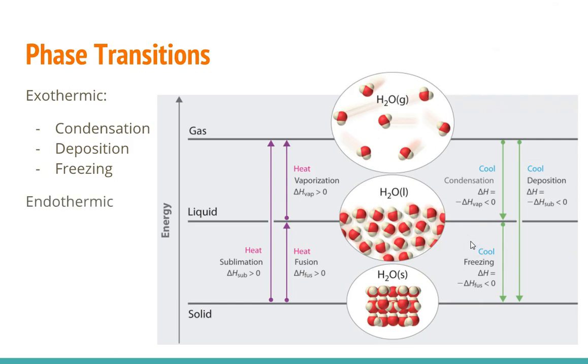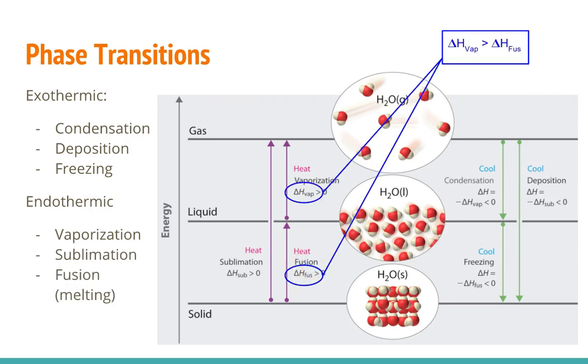So endothermic is the opposite, right? Endothermic would be vaporization, sublimation, and what's sometimes referred to as fusion, which also just means melting. One thing to note too is that the heat of vaporization, the delta H, is technically enthalpy, but sometimes we'll say just heat of vaporization and heat of fusion. The heat of vaporization is always greater than the heat of fusion.